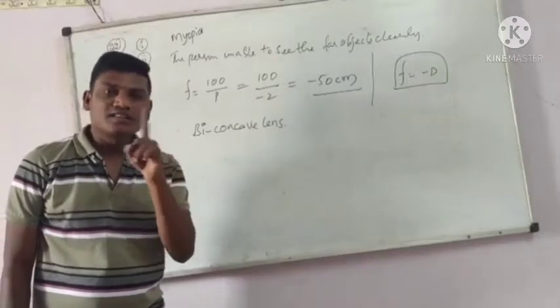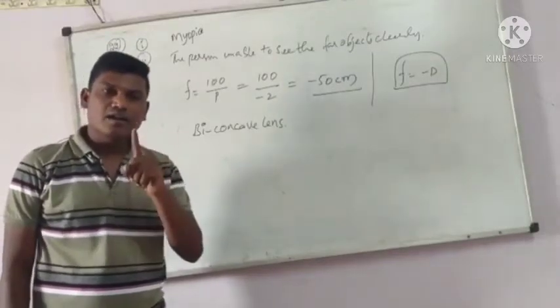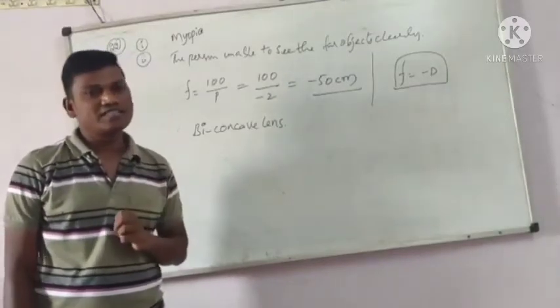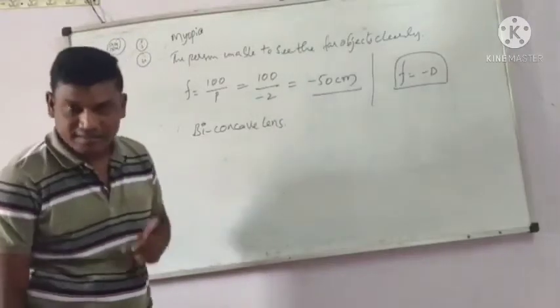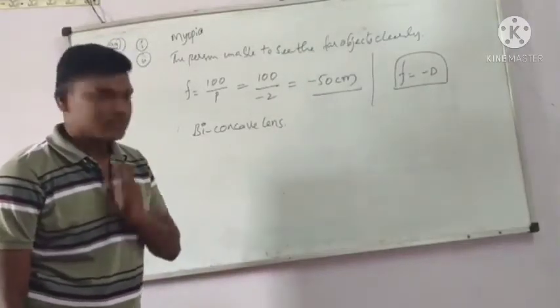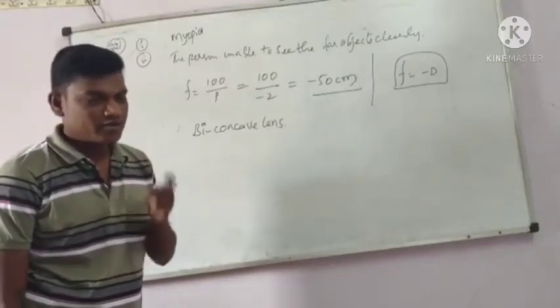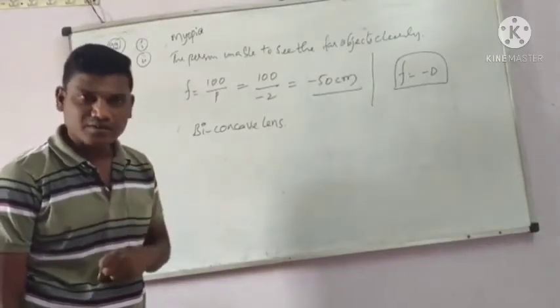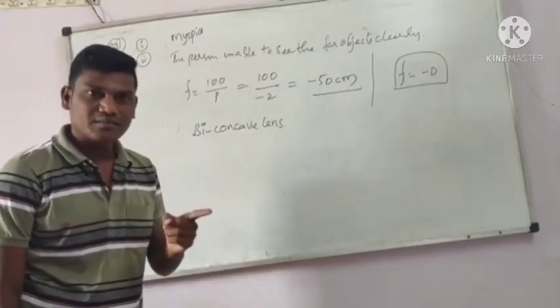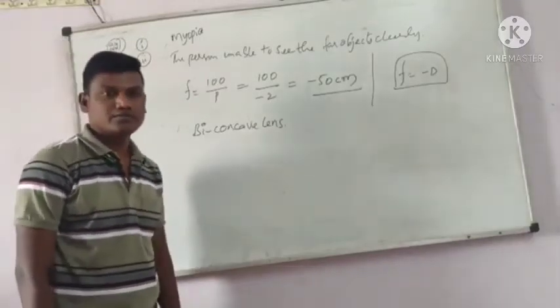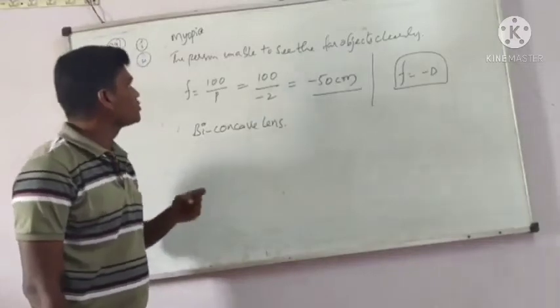Convex lens focal length is always positive, concave lens focal length is always negative. That is, we know very clearly. So that's why already in the statement minus 2D is there. So if focal length is negative, power is also negative. If focal length is positive, power is also positive. Okay, so now let me come to this one.